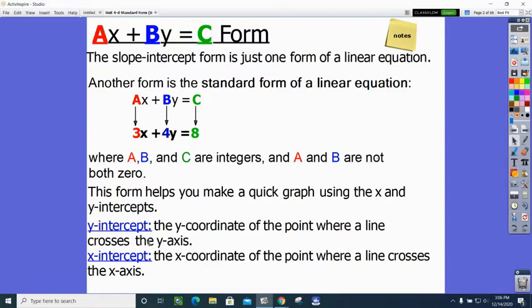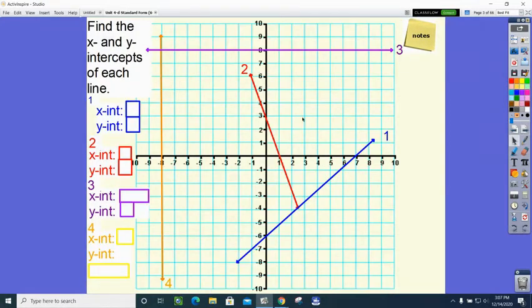So don't forget that the y-intercept is the y-coordinate of the point where the line crosses the y-axis, and the x-intercept is the x-coordinate of the point where the line crosses the x-axis. So just so we get those thoughts in our mind, what we're going to do is look at these four lines, and we're going to write their x and their y intercepts. Okay, so let's start and see how you did.